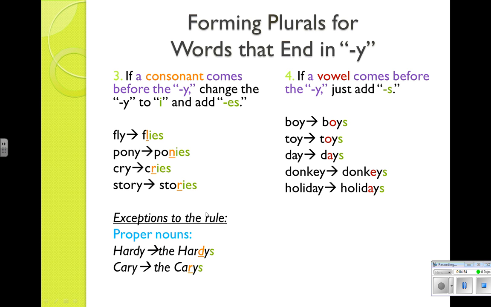There are exceptions to the rule. You're going to find that with grammar. Almost anytime there's a rule, there's something that doesn't obey the rule, just like in real life. And the exception to the rule for this one is proper nouns.